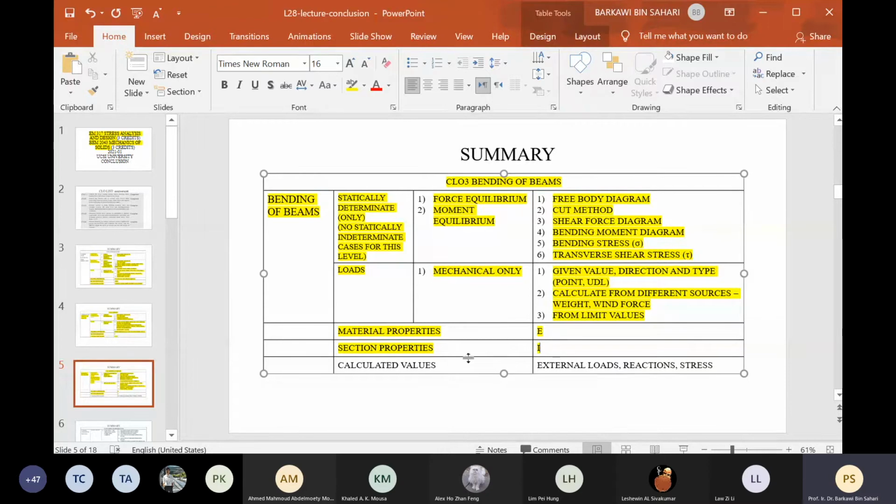So what are the calculated values that you are normally expected to know how to calculate? The external load, if it comes from sources which are not given loads. It could be sourced from the weight. You are expected to calculate the reactions. So these are, as a summary for bending, the key items that you need to understand.